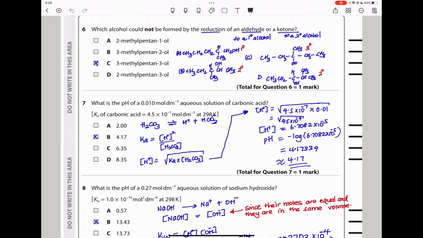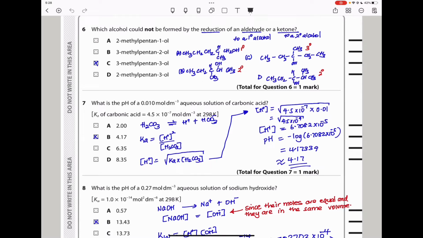But I skipped that step, and I assumed the concentration of this is the same as that because that is a fact. So I said Ka is equal to the concentration of that squared divided by the concentration of this. And again, remember there are assumptions in this calculation. You assume that the concentration of this initially is exactly the same as the concentration at equilibrium. Therefore, this is equal to that. So I went on to make the concentration of hydrogen ions the subject, and it gave me this.